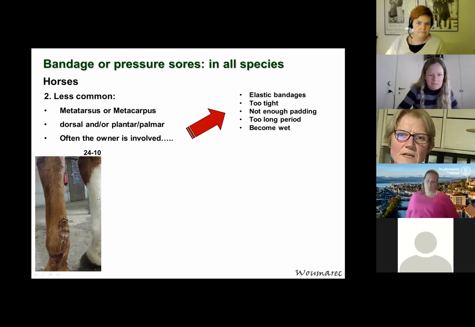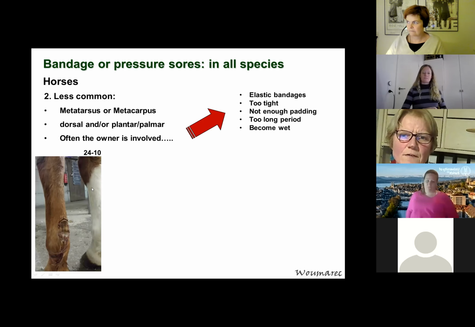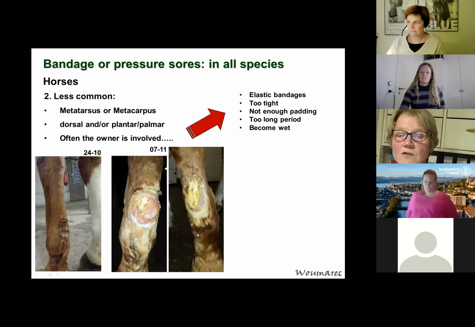This horse had a bandage for one or another tendon problem. I can't remember exactly. But initially you don't see anything wrong on the leg. Only after 10 or 14 days, you see that the skin is changing, it becomes firm. Then after approximately 2 weeks, you see that necrosis develops. And finally, 2 weeks later, you see the entire extent of these pressure sores.